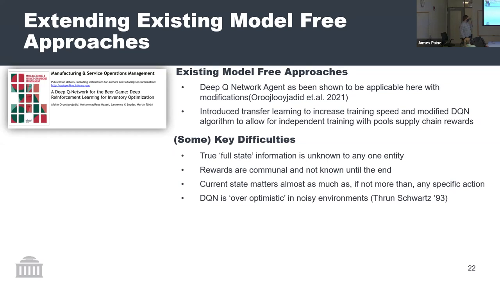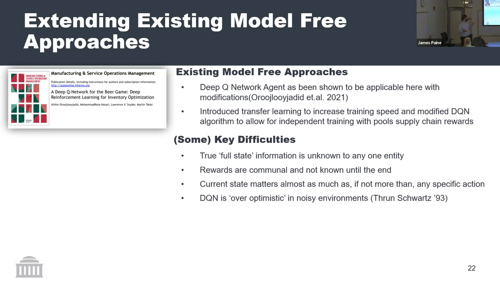Some key difficulties: the full state information is not truly known. In the 2008 Decision Support Sciences paper, the assumption they made was that the full state was known to every entity. That's not the case in the beer game. Our rewards are communal, not known until the end. This is an interesting observation missing from the 2021 paper. The current state matters as much as, if not more than, any one specific action. The whole idea of the bullwhip is that you're in an inventory crisis in action, and a very small perturbation from rational decision making can induce these large swings in order behavior.